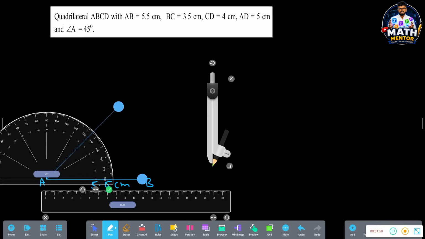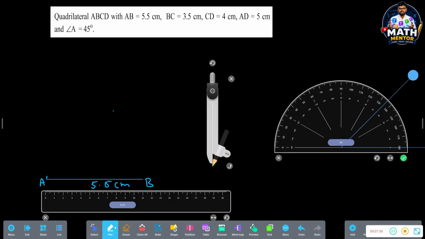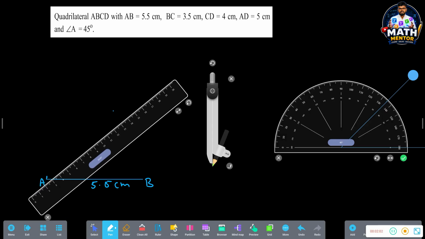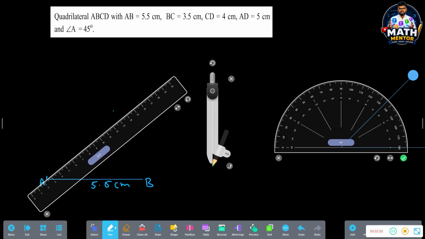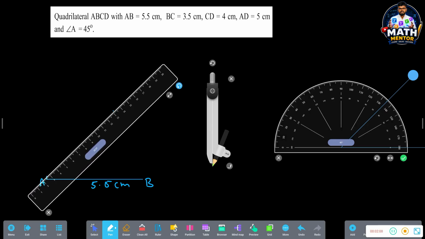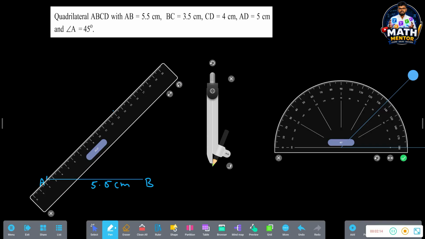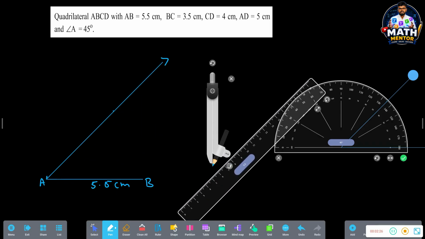So take a point here, remove your protractor and draw a straight line from A joining this point. Keep your scale like this. So draw a straight line joining A through this point. Okay, this we call a ray. Take this as AX. So here we have taken 45 degrees.